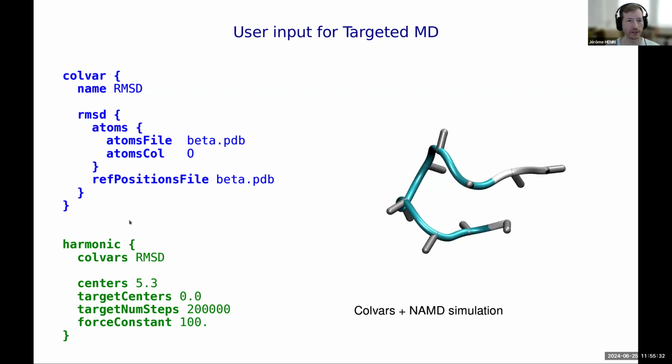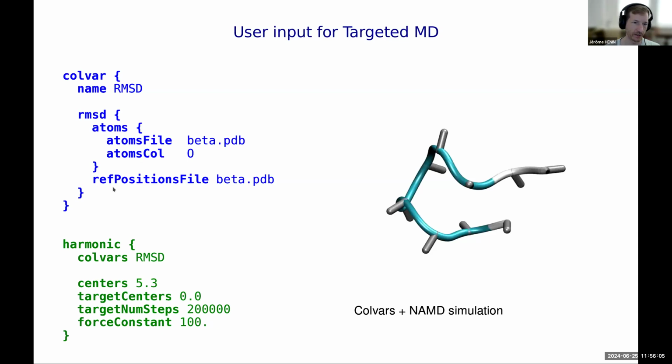This blue block is defining a variable, and this green block is defining the bias that's applied to it, so the forces. So the variable is an RMSD coordinate. We name it RMSD. This is the RMSD function that will compute this coordinate, and we define it by a set of atoms that are defined using flags in a PDB file. That's a very NAMD-ish convention, using PDB files to define sets of atoms, and it's convenient because you can define them within VMD, so you can have a visual way of picking your atoms.